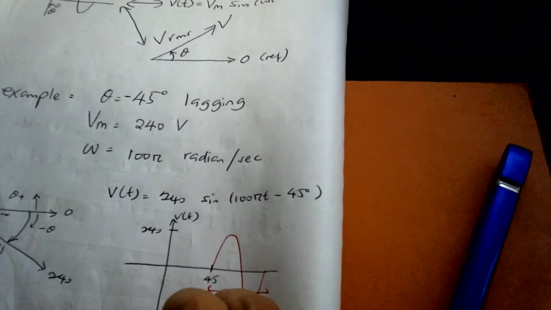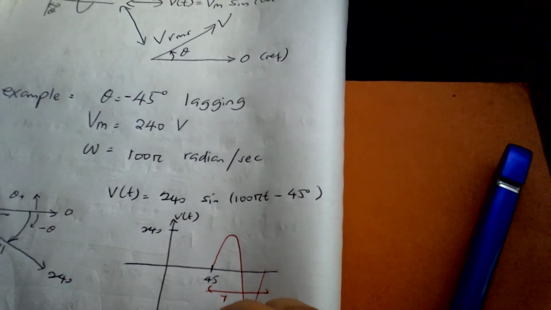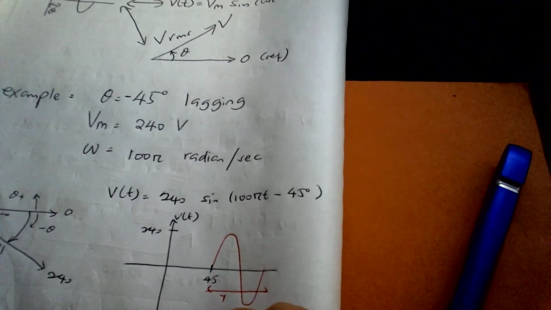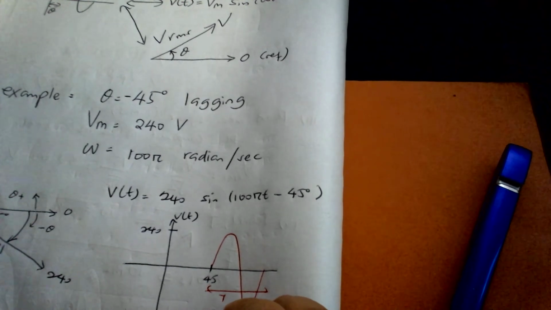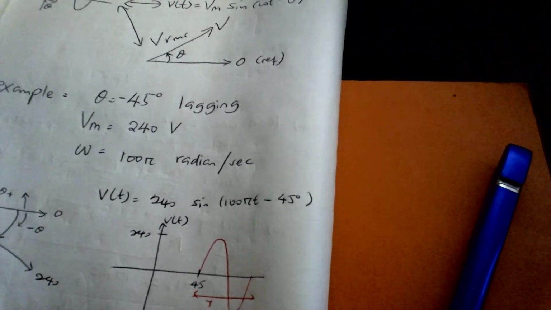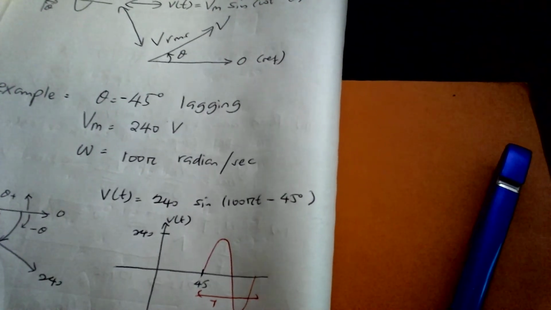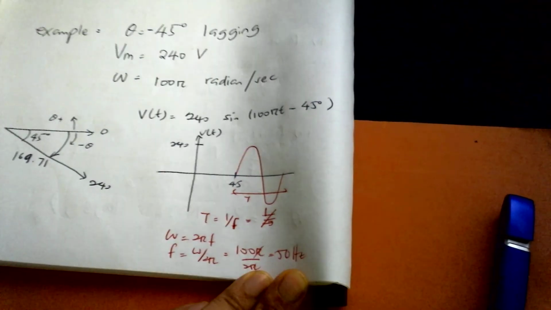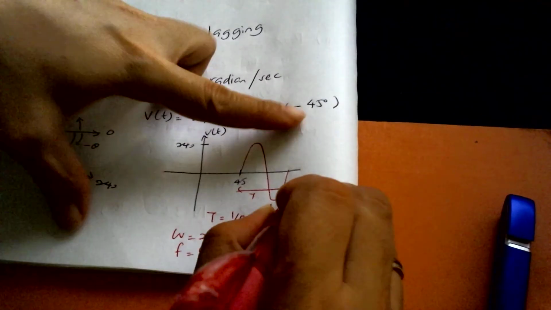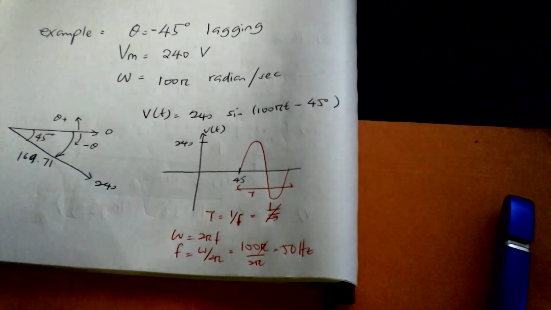We can also write the T here. T is equal to 1 over f. Omega equals 2 pi f, so f is omega divided by 2 pi. We have 100 pi divided by 2 pi, so the frequency is 50 hertz. Then definitely T is 1 over 50, which is equal to 0.02 seconds, or 20 milliseconds.